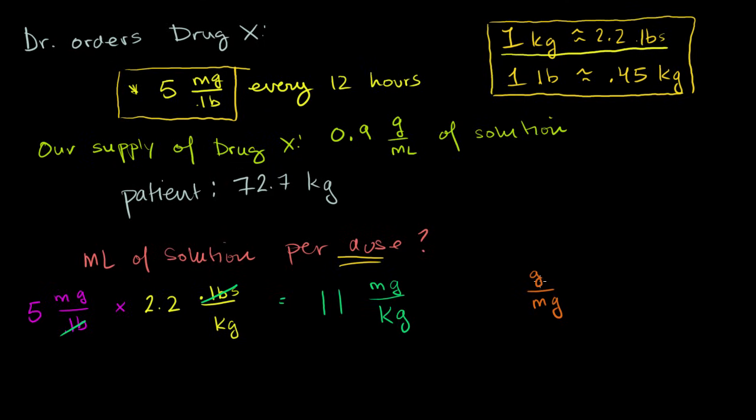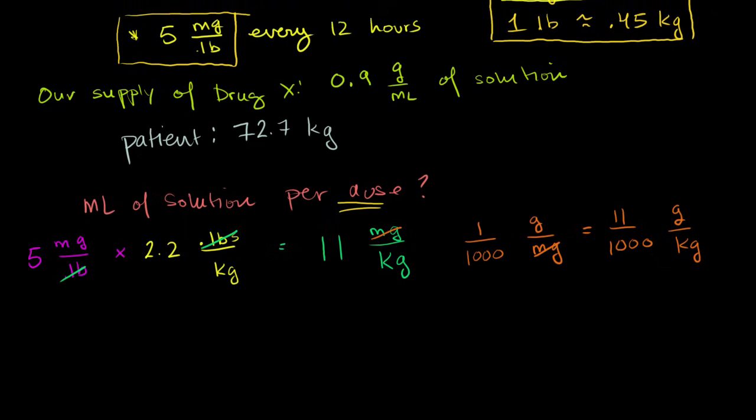So how many grams are there per milligram? And you can just think it through. There's 1 gram per 1,000 milligrams, or 1,000 milligrams per gram. And you just multiply it out. So the milligrams cancel with the milligrams, and then this is equal to 11 over 1,000 grams per kilogram. So now we have everything in terms of grams, but we want it in terms of milliliters. The question is, how many milliliters of solution per dose?